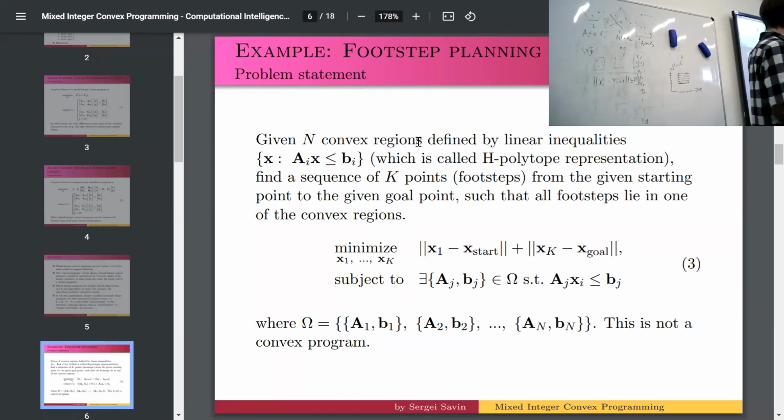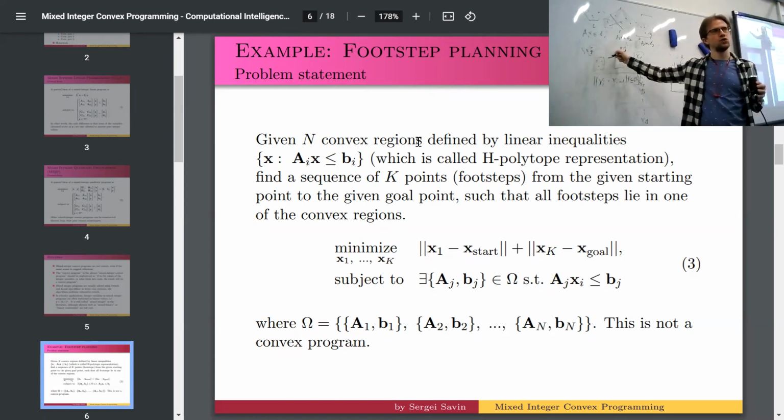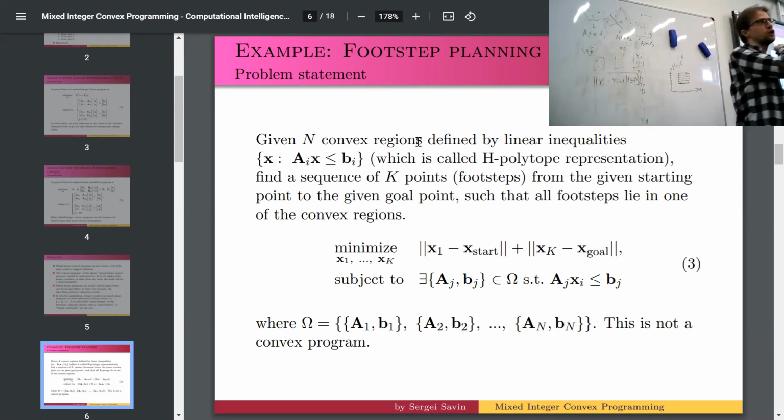Yes? So far, there are no integer variables here. The number of footsteps. Oh, yeah, we don't. This program doesn't do anything about the length of the footstep, so it allows this situation. We'll talk about it at the end, but so far it allows it, and no integer variables here.